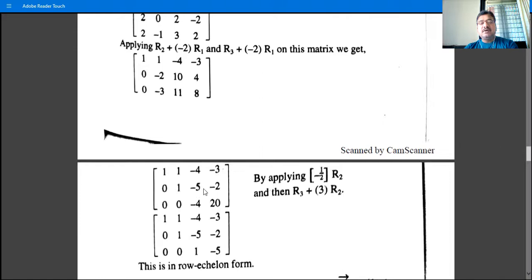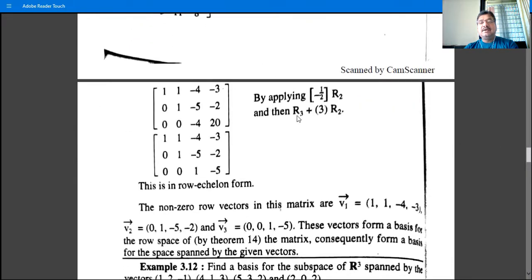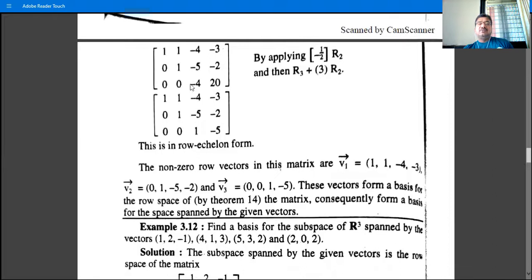So we have 0, 1, minus 5, 2. Then we have to reduce this minus 3 to 0. So the transformation is R3 plus 3 R2. And we have this. Then we have to reduce this minus 4 to 1. So the operation is minus 1 by 4 R3. So we have this: 20 divided by 4 is minus 5.